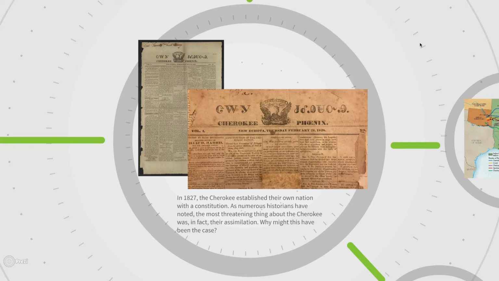So, we could ask, why might that have been the case? Why would it have been so threatening that they were assimilated, that they were educated, that they had a newspaper, they had a constitution, they had their own legislature? Well, for starters, they own a lot of land. And if people want their land and see opportunity there, then obviously if they're assimilated and are considered to be part of society, whether they're their own nation or not, they're on this landscape, that's a problem.